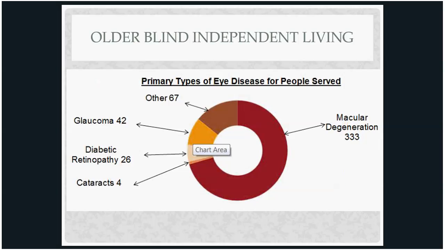So this next slide gives you an idea of the primary types of eye diseases of people that we serve. You can see that macular degeneration was a major cause of the vision loss in 333 of the 472 individuals who received services last year. We also help people who have diabetic retinopathy, glaucoma, cataracts. We've removed cataracts for people and done various things for people with diabetic retinopathy, just doing what we can to help them maintain their diabetic health, because if they don't, then it's going to affect their vision. It could be permanent.